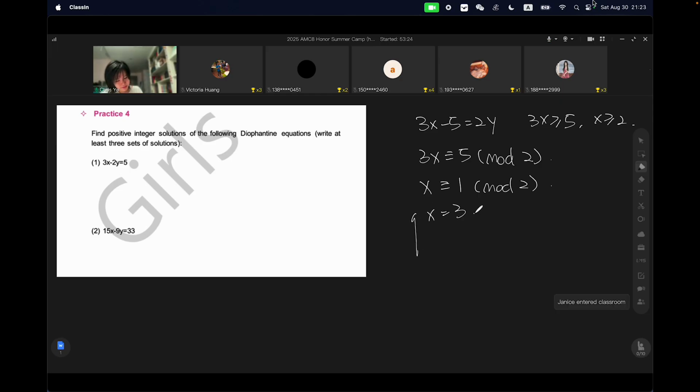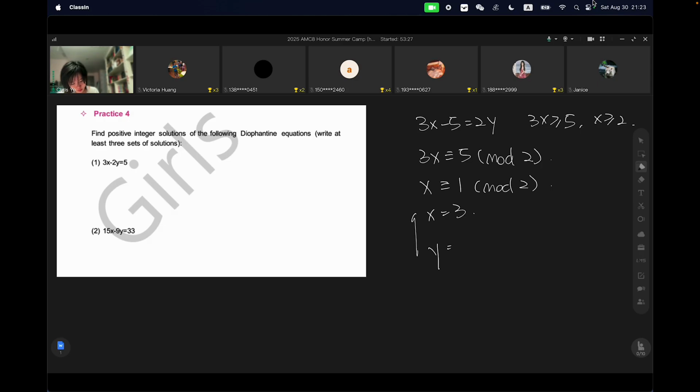X equals 3. Then in this case, y would be equal to 2. Then by adding 2, x would be 5, and plugging it back in, 15 minus 2y equals 5. So in this case, y would be 5. And we notice that y has been increased by 3. So therefore, we will keep adding, giving x equals 7 and y equals 8, and we find that this solution works as well. So those are 3 sets of possible solutions. And again, this equation will most likely have infinite solutions, but those are 3.